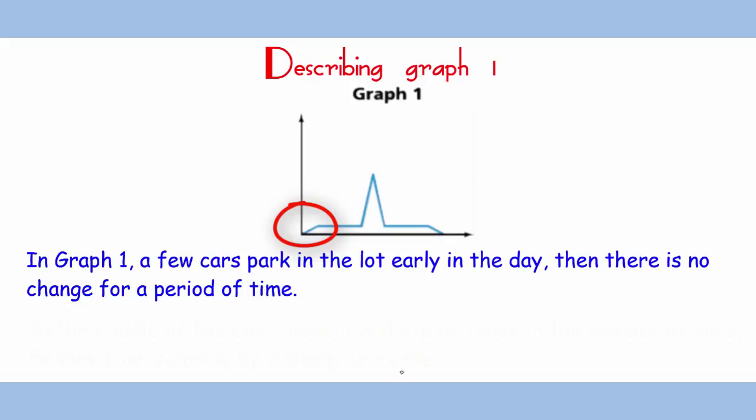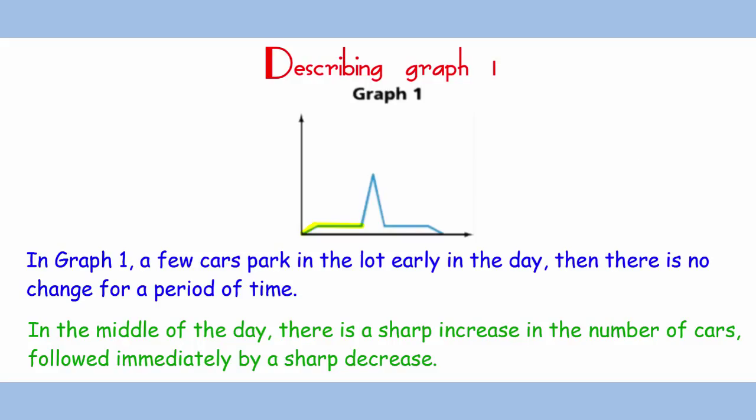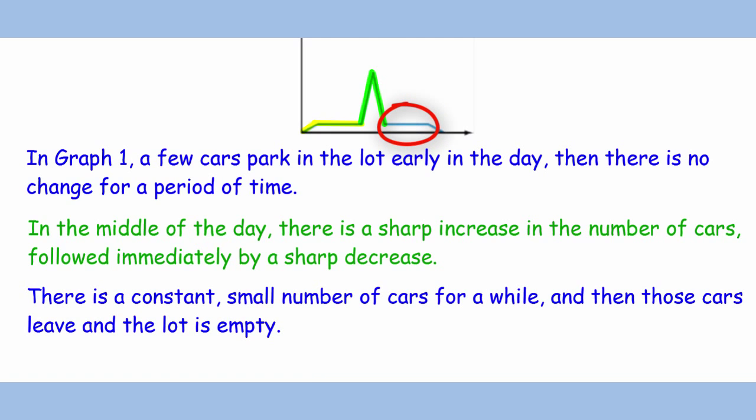As you can see, there's a few cars coming into the parking lot at the beginning of the school day, and then there's no change, which means it stays constant for a period of time. Then in the middle of the day, there's a sharp increase in the amount of cars in the school parking lot, followed by a sharp decrease at the same time. The cars stay constant for a good period of time, and then those cars start leaving the parking lot, resulting in an empty parking lot. So that is Graph 1.